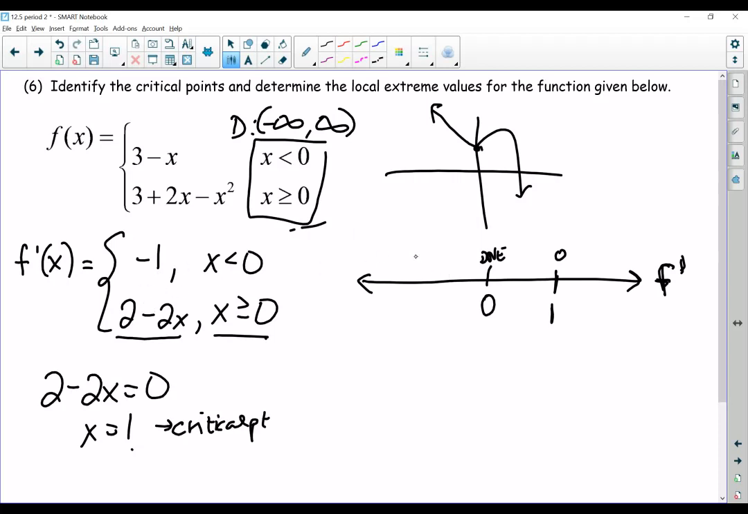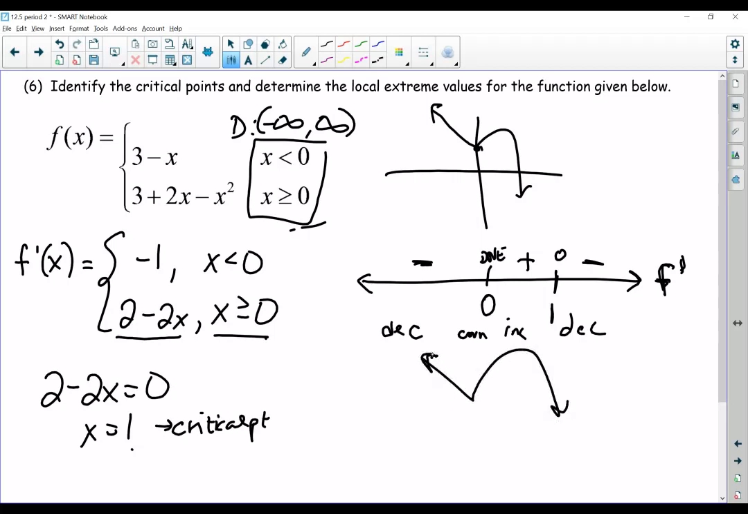Now anything less than 0 is always negative, so that's nice. If I plug in something like 0.5, 2 minus 2 times 0.5, well, half of 2 is 1, 2 minus 1 is positive. And then if I plug in 2, I end up with a negative. So let's think about what this function is doing. The function decreases, has a corner, increases, and then decreases again. So we decrease to a corner, increase, and then decrease again.